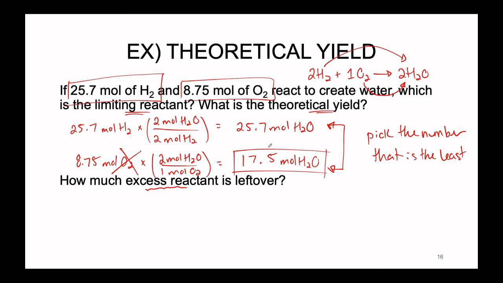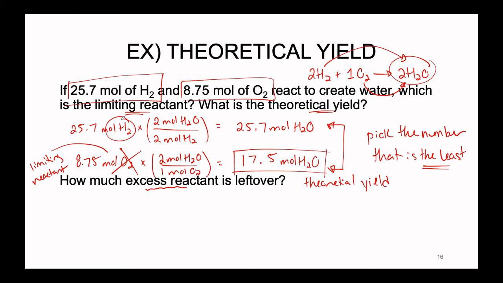So, again, in recap, we start with both of the numbers that we know for the reactants. We calculate how much product we could hypothetically make in both cases, compare the two numbers, and we pick the one that is the least. The value that is the least of the calculations is going to signify the theoretical yield. And the reactant that we use to get to this number is going to be the limiting reactant. The other reactant is that in excess.